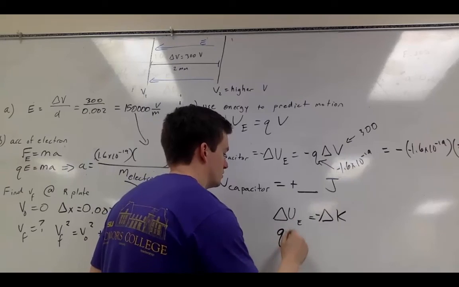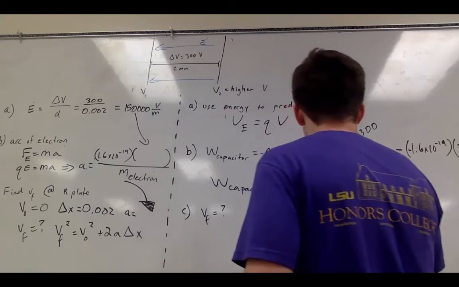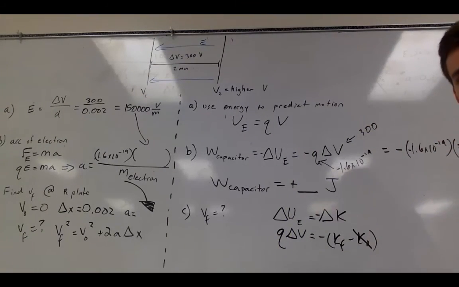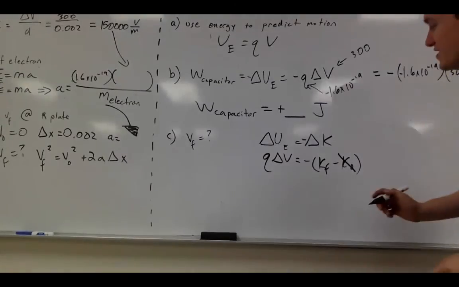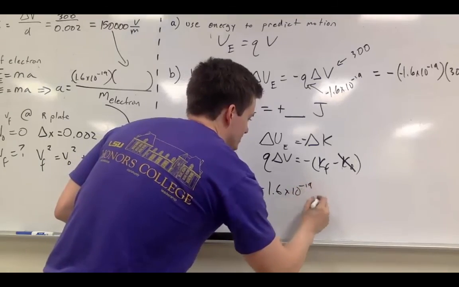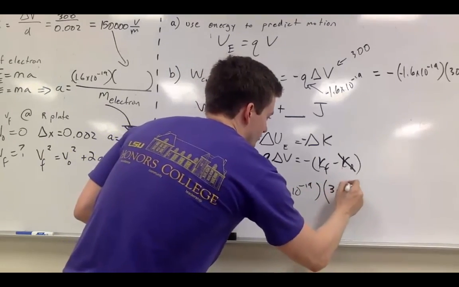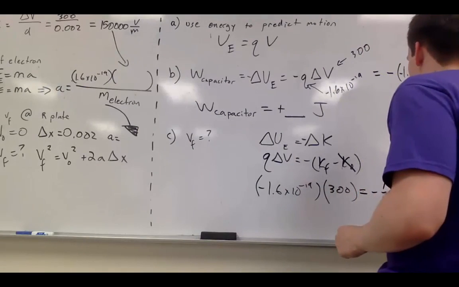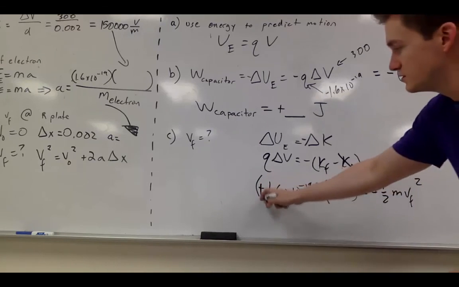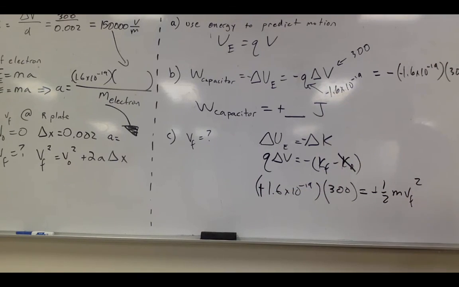This, Q delta V, something you've seen again and again, that's going to go away. And then when we plug numbers in, this becomes negative 1.6 times 10 to the minus 19 times 300 volts equals negative 1/2 mV final squared. The negatives will cancel out, and you can solve for V final. When you go through and do this, you're going to get the exact same answer as you should have for that kinematics equation over there. If not, you're doing something a little bit wrong.